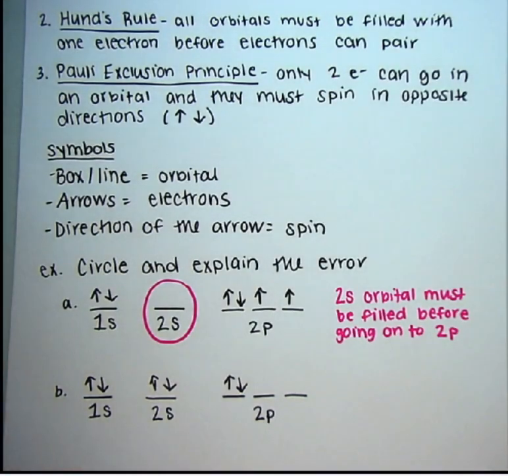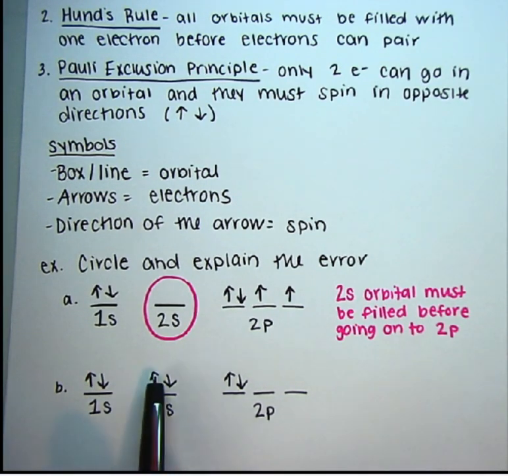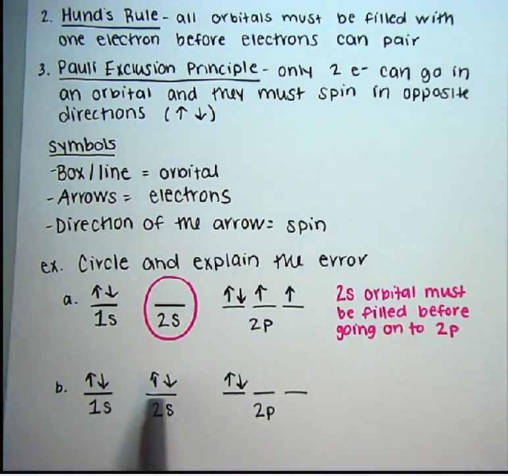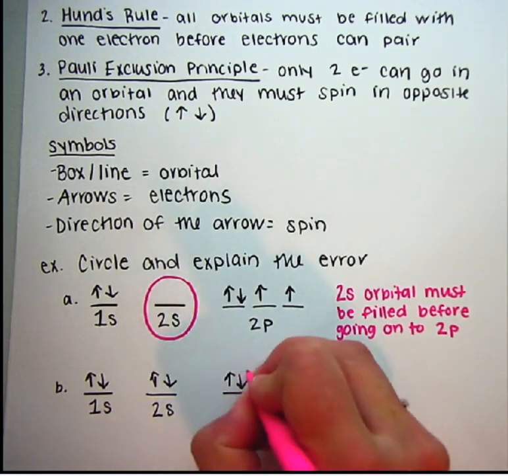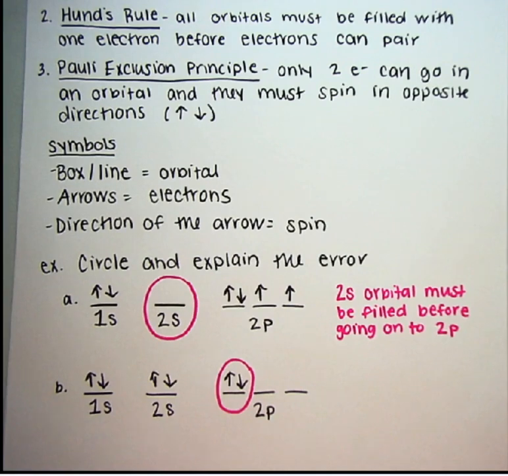So looking at this one, 1s looks good. An s orbital could hold 2 electrons, 1s is filled. I go on to the 2s. The 2s orbital is filled with 2 electrons, that looks good. Pauli's exclusion principle is good. I have 2 electrons in an orbital and they're spinning in opposite directions. Aufbau is good. 1s is filled before 2s. 2s is filled before 2p. So where's the mistake for this one? Well, it has to be in 2p, and this is where we're going to find that mistake.